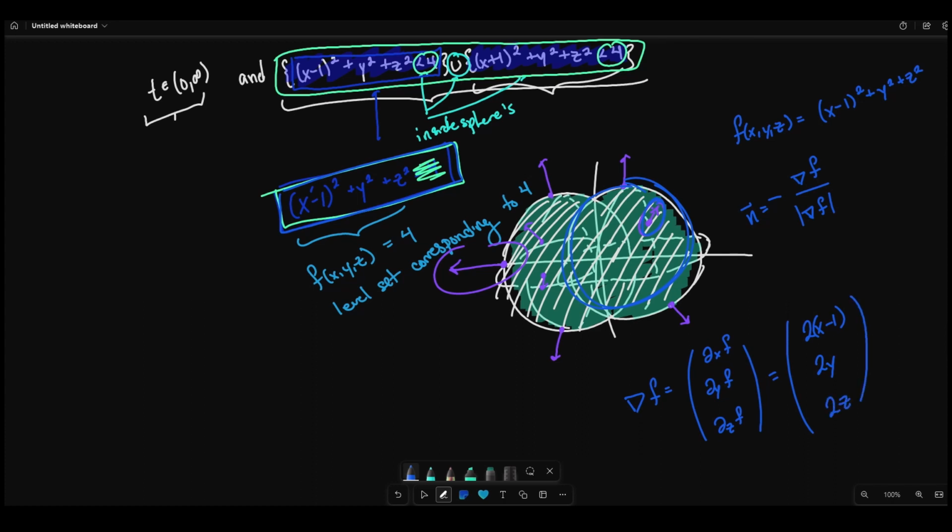If I divide that by its magnitude, what do I get? I get that the normal, and I add a negative sign, is going to be 1 divided by the square root of each of the entries squared. That's the magnitude, so I'll get 4x minus 1 squared plus 4y squared plus 4z squared. That's me dividing by the magnitude, and then I recover the entries themselves. And that's going to be my outward unit normal.